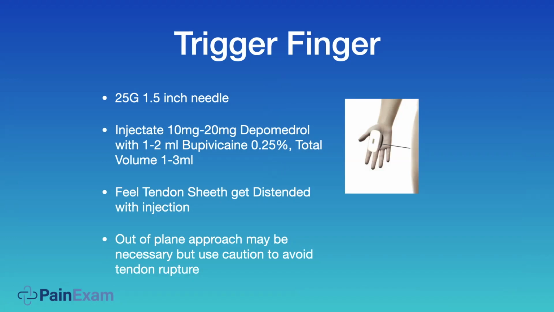You can feel the tendon sheath get distended with injection, and you may need to use an out-of-plane approach because you need to avoid tendon rupture here. And if you go in plane, you may not be able to see your needle tip. It may be quite challenging to do this properly.